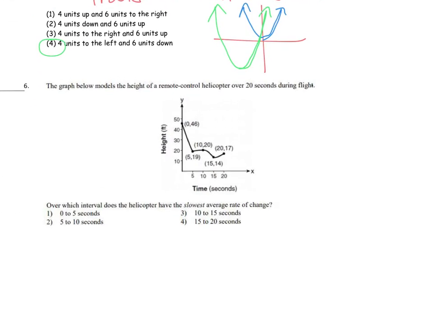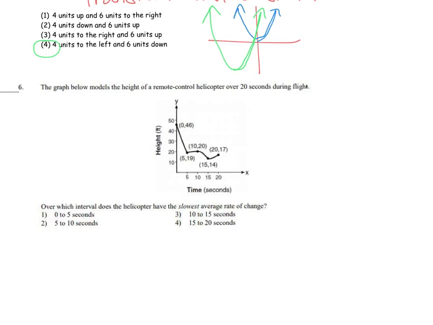The graph below models the height of a remote control helicopter over 20 seconds during flight. Over which interval does the helicopter have the slowest average rate of change? So the slowest, normally we want the steepest. What is the flattest section? So to be honest with you, I can narrow it down to 2 places. I could be either this or this. So we're going to section it off.